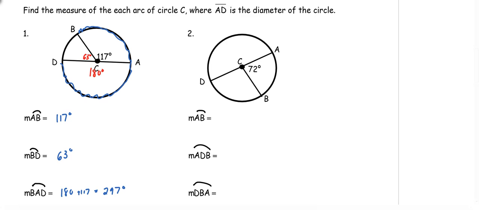So let's try the same thing in number 2. Before we start doing anything, we're going to find the missing angles. If AD is a diameter, this is 180 degrees.